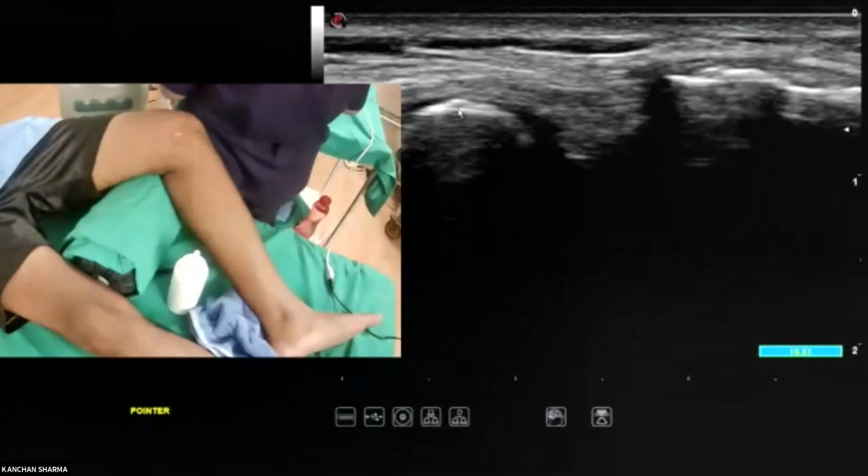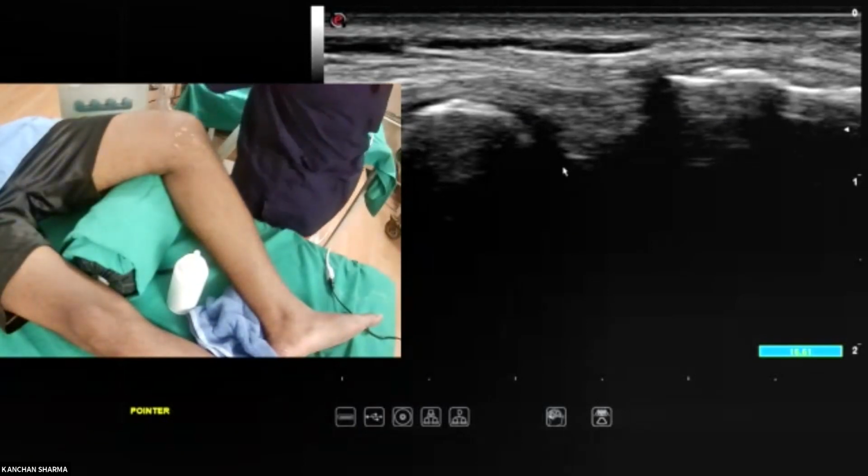We are looking at the medial joint. We have just kept our finger over the medial joint line. This black thing beneath this hyperechoic thing is our joint space. The upper one is our femur and the lower one is your tibia. This triangular hyperechoic thing which you are able to see is your meniscus. Now you see you are able to visualize only a portion of your meniscus.